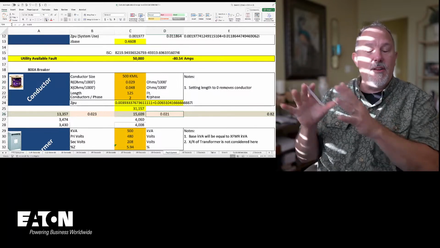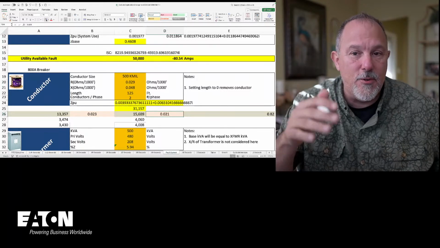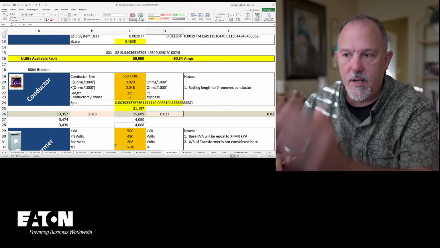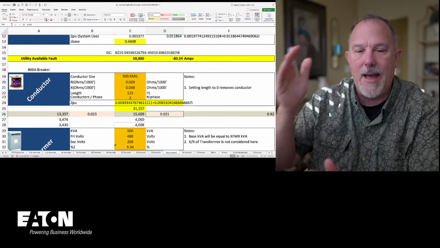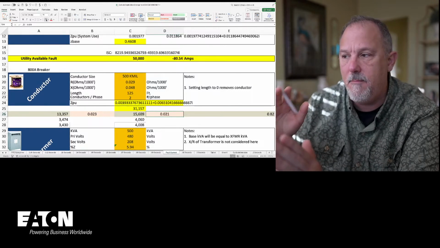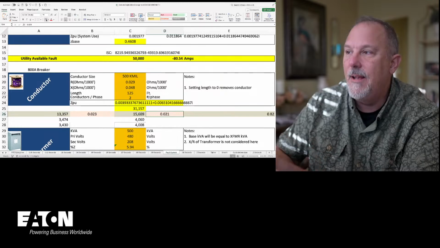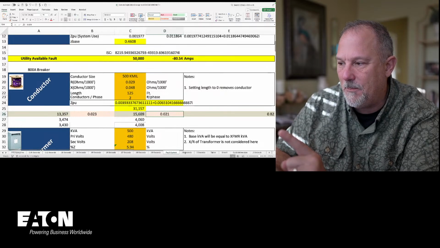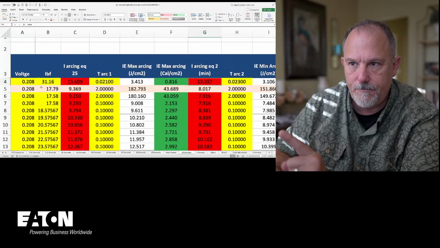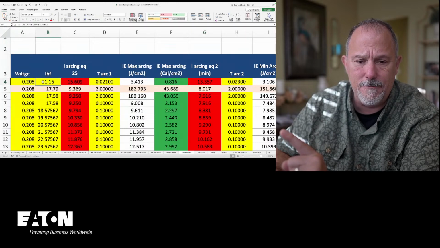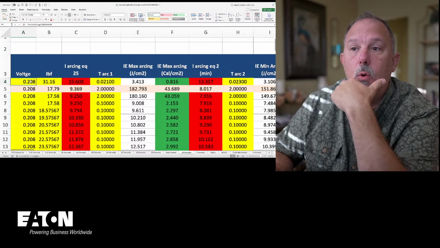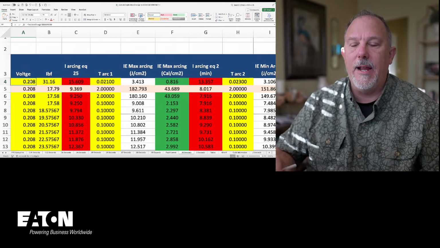That's a very critical piece of the pie whenever we're doing an incident energy calculation. So now I know my minimum arcing current, I know my maximum arcing current, I know my clearing time for both the minimum and maximum arcing currents. Now what I do is I put this over on this spreadsheet. And you're going to love this one, Jim. So I'm at 0.48.